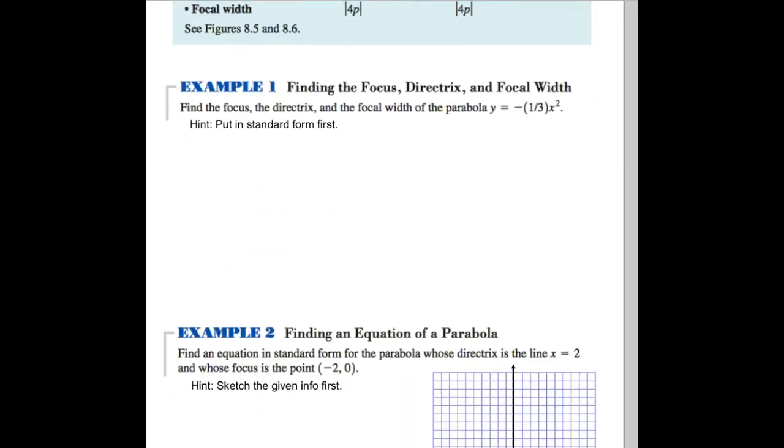It says, find the focus, the directrix, and the focal width of the parabola y equals negative 1/3 x squared. My hint to you is put it in standard form first. In our standard form equations for parabolas, we said x squared equals 4py or y squared equals 4px. You have to get the squared variable alone. So in my example here, if y equals negative 1/3 x squared, what do we have to do to get the x squared by itself? Dividing by negative 1/3 or multiplying by negative 3. So we get negative 3y equals x squared.